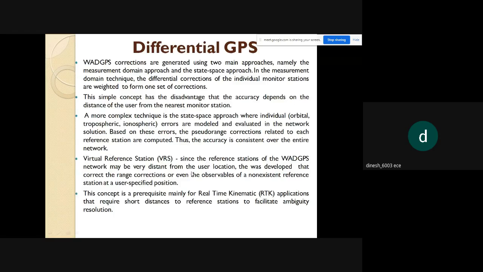The virtual reference station came as a boost to WADGPS, wide area differential global positioning system. Since there were different locations and distant monitoring stations, they developed the correct ranges for this, and even the observables of a non-existent reference station at a user-specific position were determined. This is mainly for real-time kinematic applications, RTK applications, which require a shorter distance to reference stations to have good ambiguity resolution.